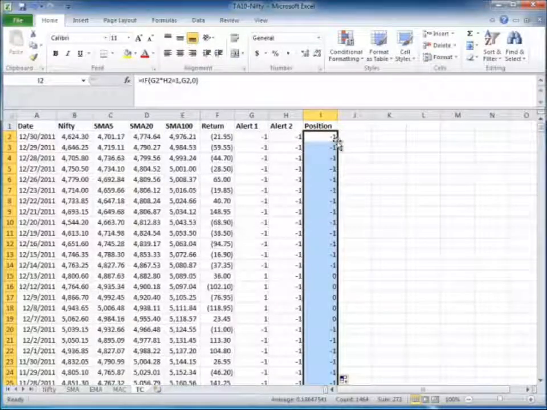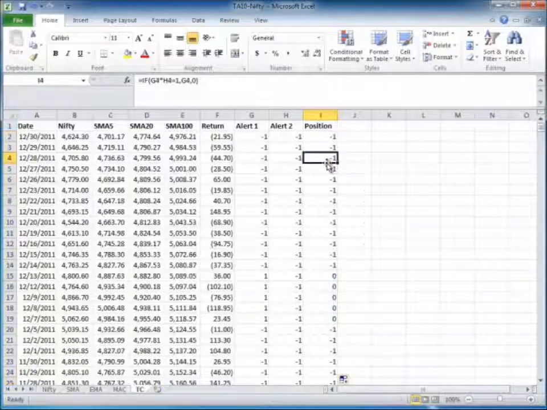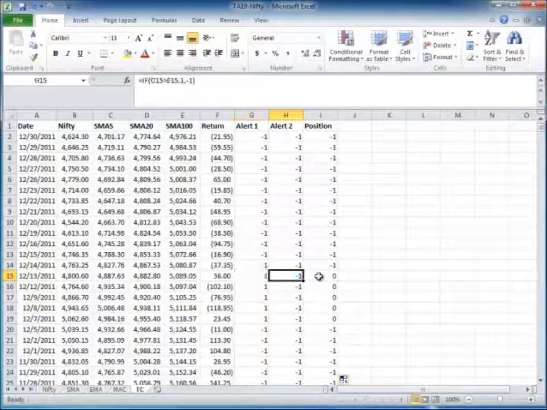Now, I'll take this all the way down, and you can see there are some instances where we have no position, where these two are different. In that case, we have no position.